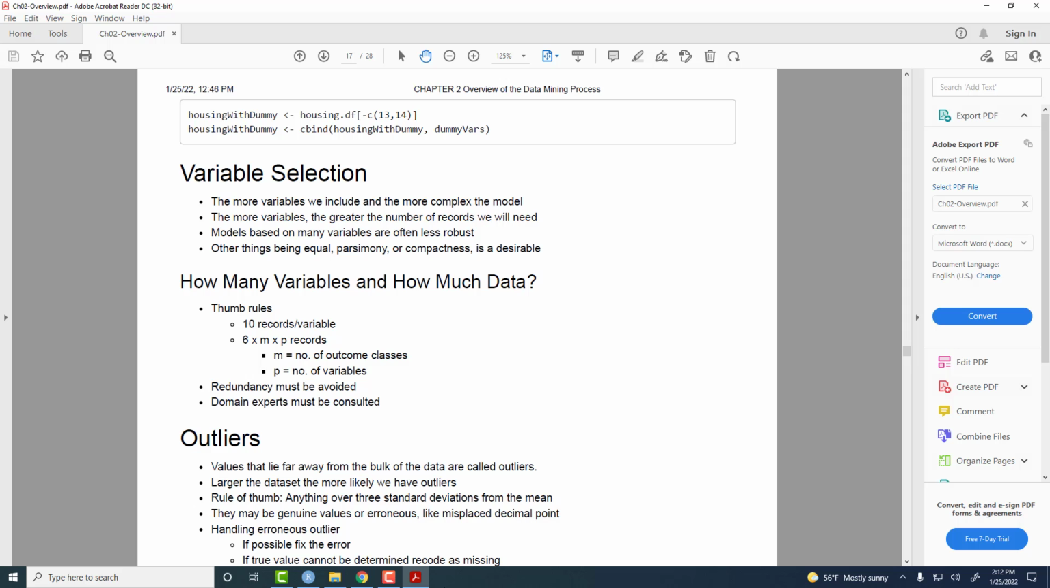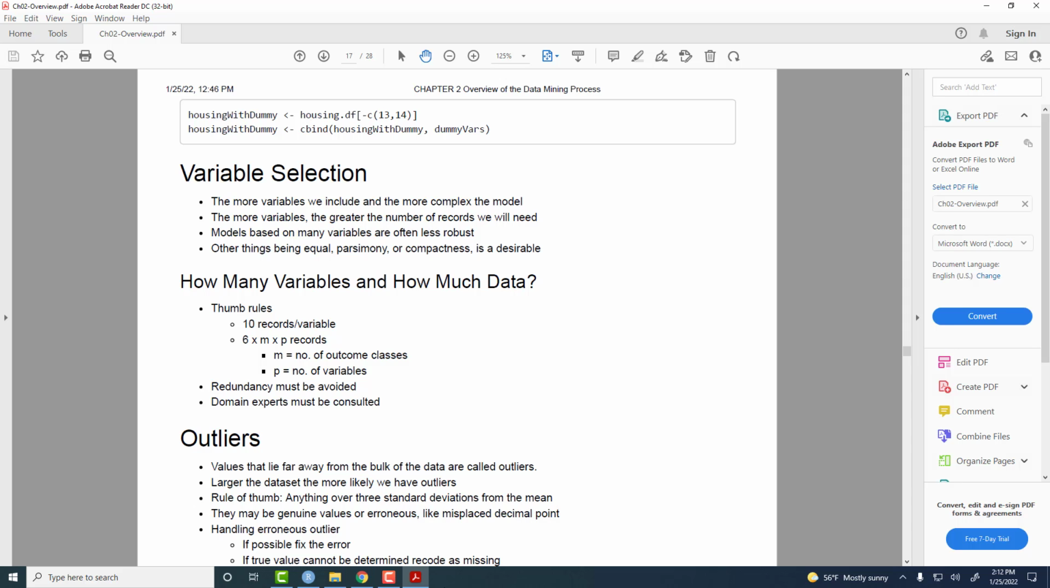So the more variables we have, the more complex the model will become. So we need to make sure that we keep only the variables that are important for prediction. You don't just keep variables just for the sake of it, right? So the more variables you have, the more rows of data we need. And if you have many variables, the model will become less robust.